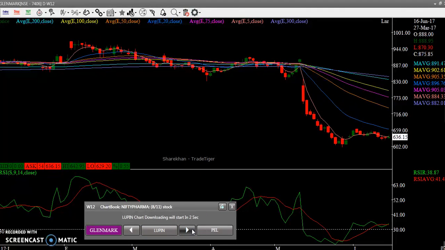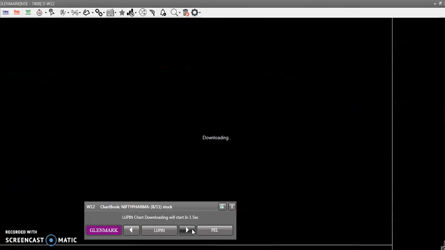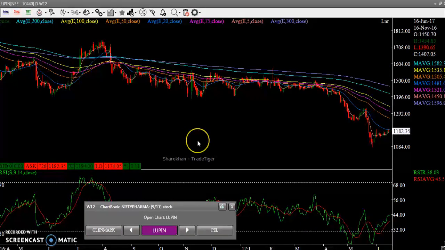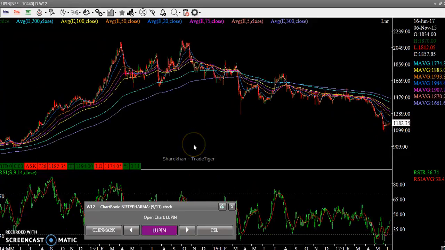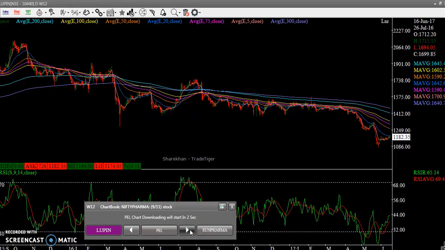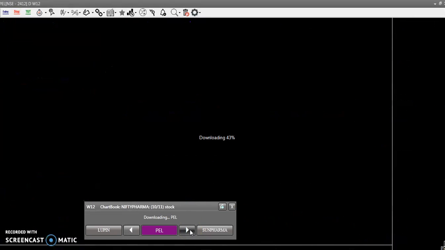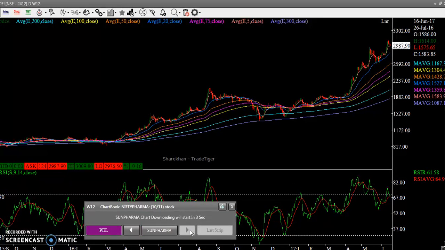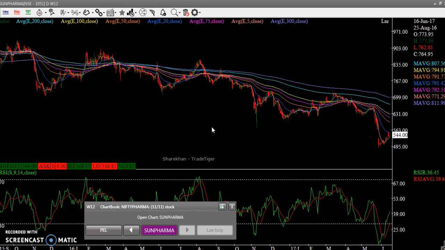So another stock, Lupin, same story. So my consideration would be that you can consider Aurobindo Pharma and Cadila at this point of time and not the other stocks, because it will be very difficult for you to get out of the stocks if you get stuck and they are currently downtrending.